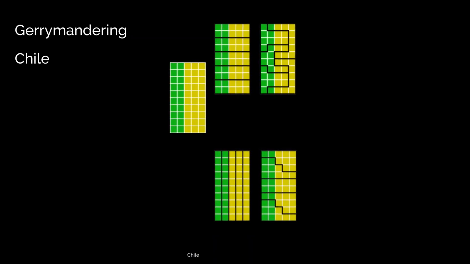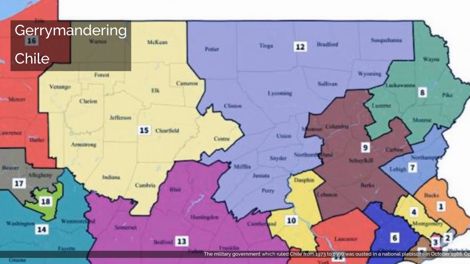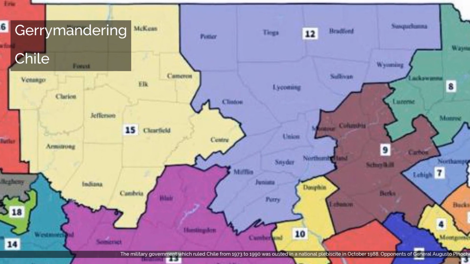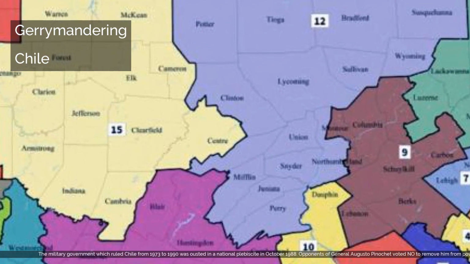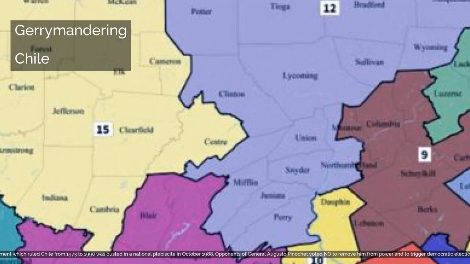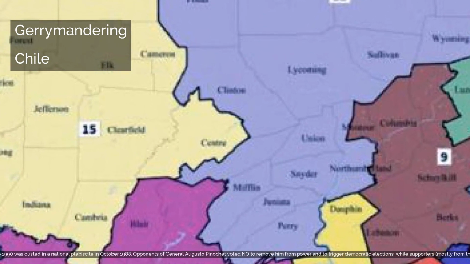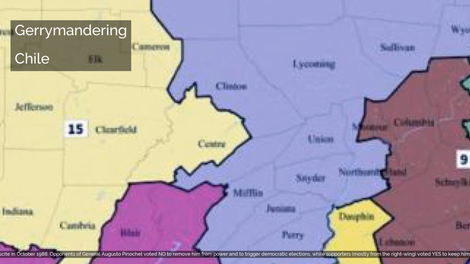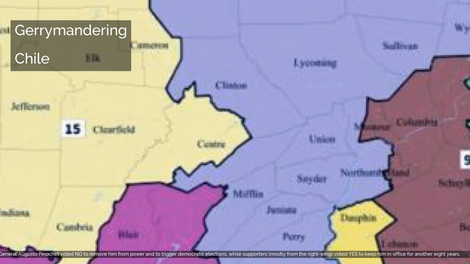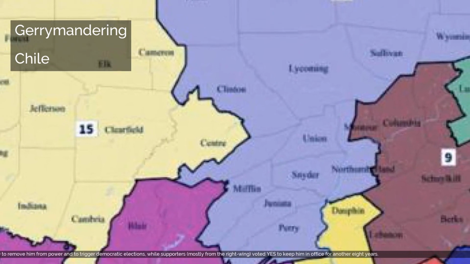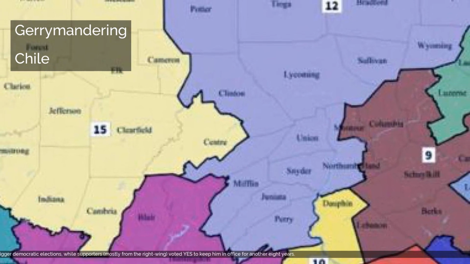Chile. The military government which ruled Chile from 1973 to 1990 was ousted in a national plebiscite in October 1988. Opponents of General Augusto Pinochet voted no to remove him from power and to trigger democratic elections, while supporters, mostly from the right wing, voted yes to keep him in office for another 8 years.